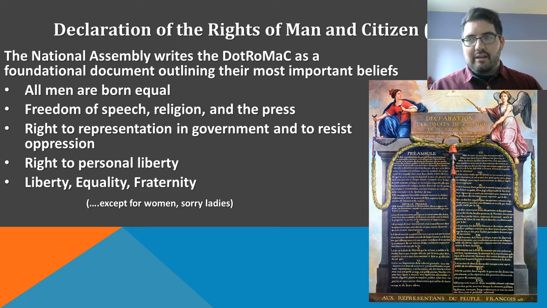So liberty, you have the right to do what you want as long as you aren't infringing on the rights of others. Equality, everyone should be treated equally. And then fraternity, which is a fancy word for brotherhood, that we are all in this thing called life together.